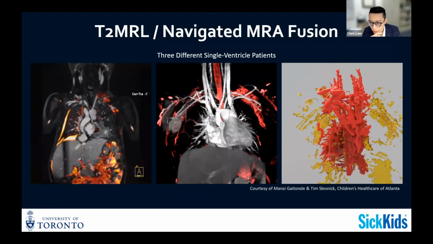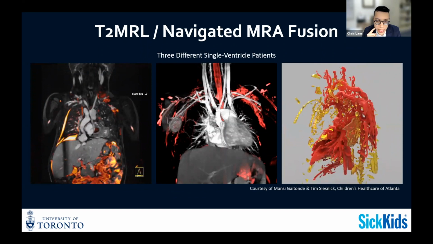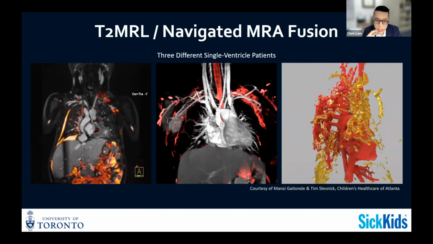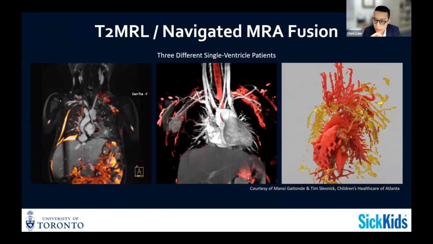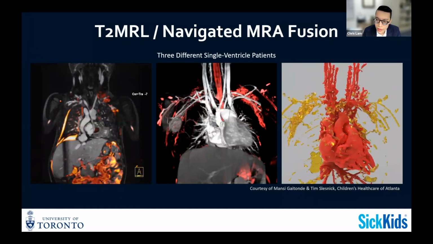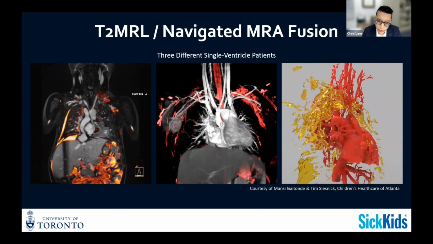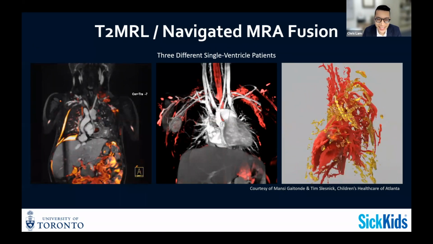Some groups have done some interesting fusion of this data set with angiography, so you can see the precise relationship of the lymphatics with the cardiovascular structures. But this is just for show and tell. It's not really that clinically useful, because we can just do that in our minds.